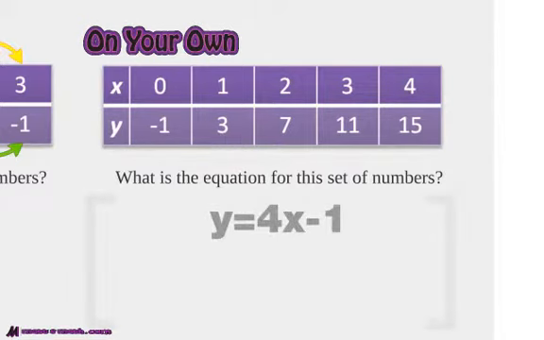Like this. When x is 0, this number's tacked on the end, and the difference, as long as it stays the same, 3 up to 7 is 4, 7 to 11 is 4, 11 to 15 is 4, that 4 is right in front there.